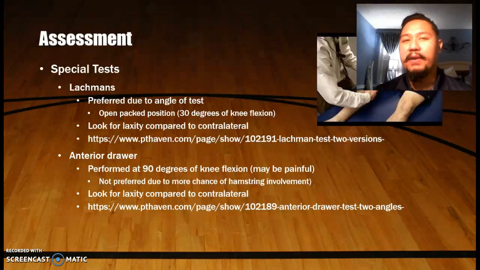Why the Lachman's is preferred is because, since you are in a less flexed position, there is less chance of you contracting the hamstrings during the test, which may give you a false negative sign.